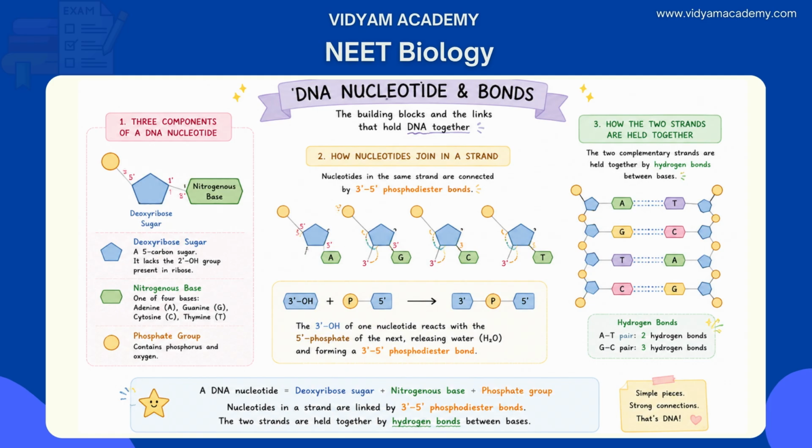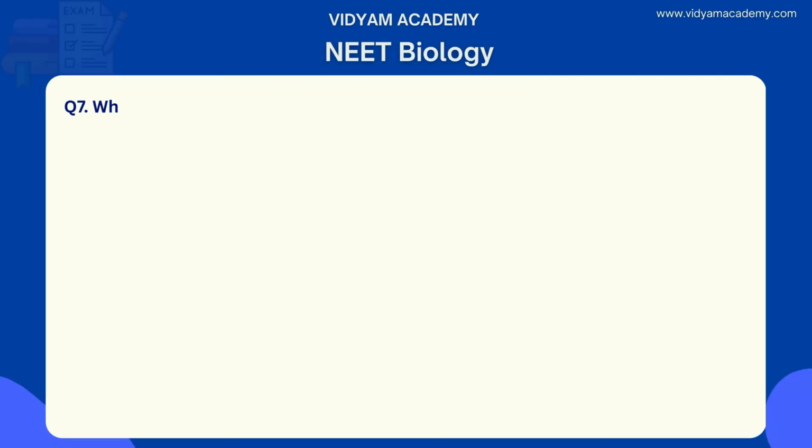The 2 complementary strands of DNA are held together not by covalent bonds but by hydrogen bonds between the complementary base pairs: AT with 2 hydrogen bonds, GC with 3 hydrogen bonds. That's why option C is the right answer. Next, move to question number 7.